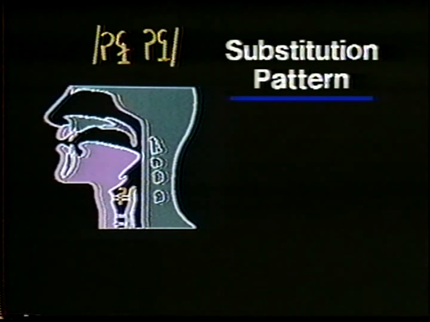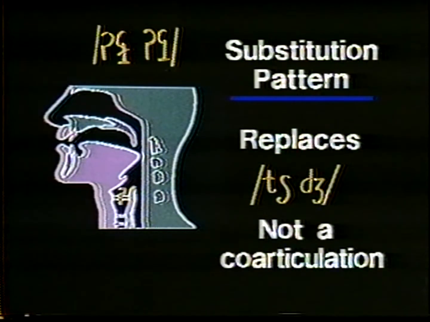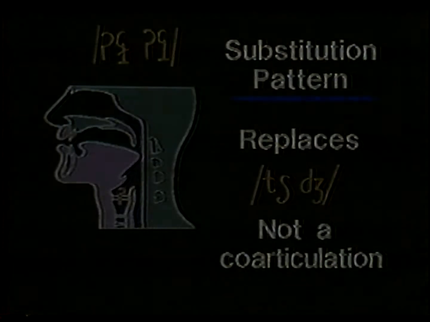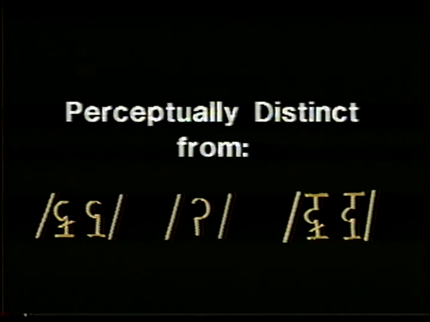The pharyngeal affricate is made with simultaneous glottal and linguopharyngeal valving. It is a compensatory version of the oral affricates and combines glottal stop with pharyngeal fricative. It can be voiced or unvoiced. It is used as a substitution for oral affricates ch and j and does not occur as a coarticulation. It is perceptually distinct from pharyngeal fricative, glottal stop, and pharyngeal stop.